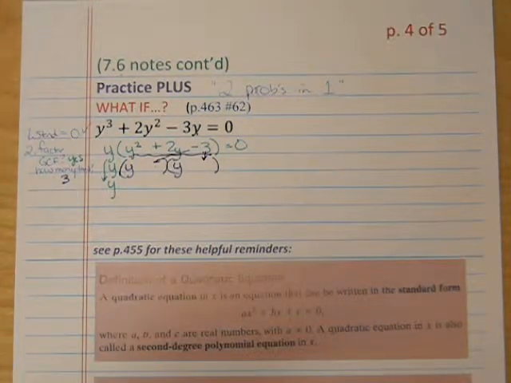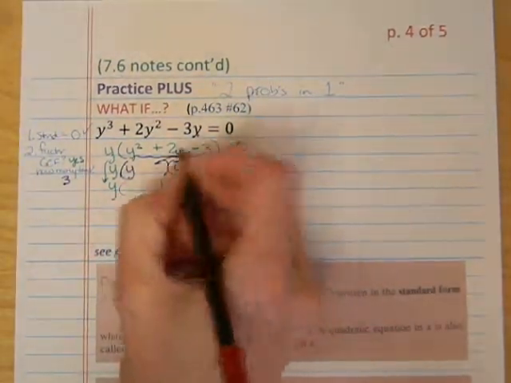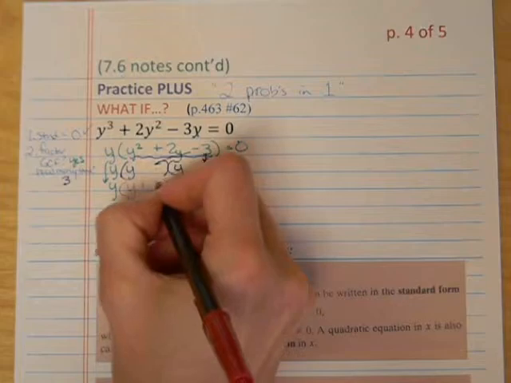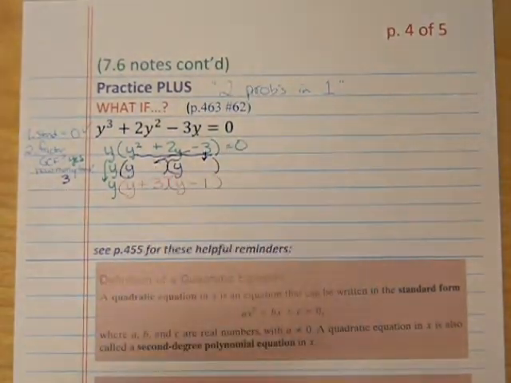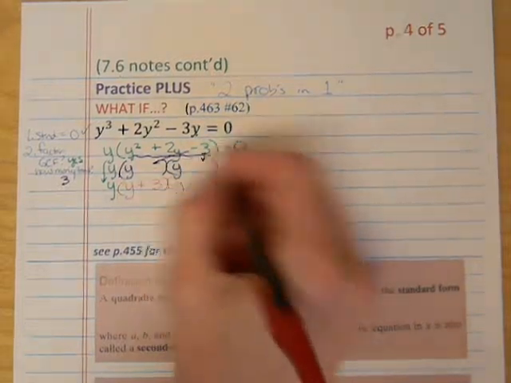So whichever method you use, kind of a guess and test or whatever, you should in the end up with these factors, y plus 3 and y minus 1. And again, the whole thing is still equal to 0. We're just bringing that down.